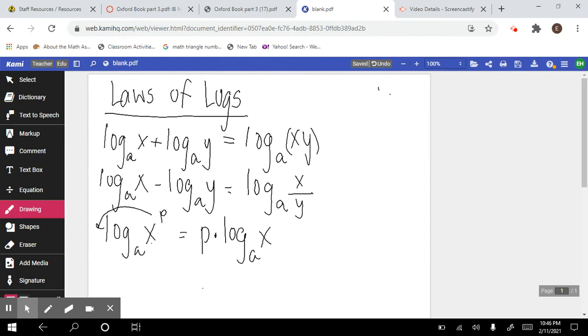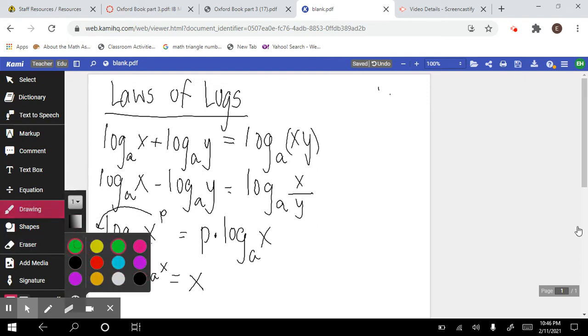The last one that's in our log rules is when you have an exponent with a log in the power. What happens here is that since logs and exponentials are inverses of each other, and if they have the same base, the base here would be a on both the exponential and the log. That leaves you with just this little x out here. So essentially, this part would cancel out with that.